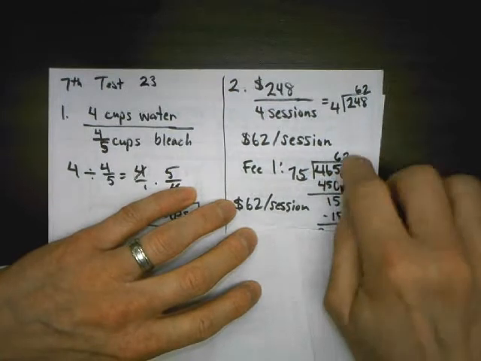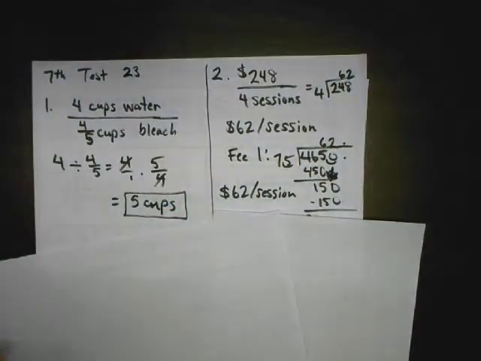So go ahead and check your division. Go out to the side. Make sure you get what I get. You should have got $62 per session there.